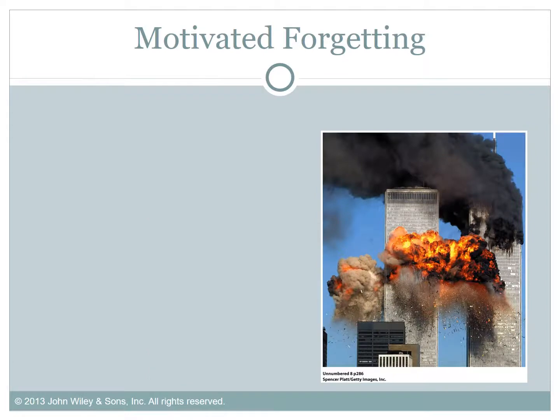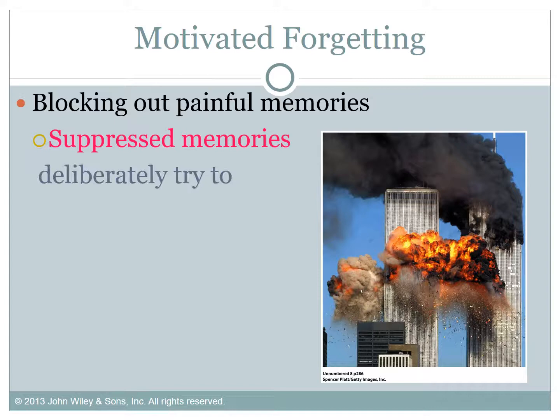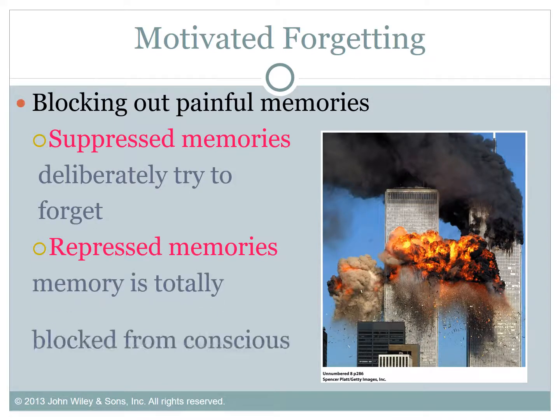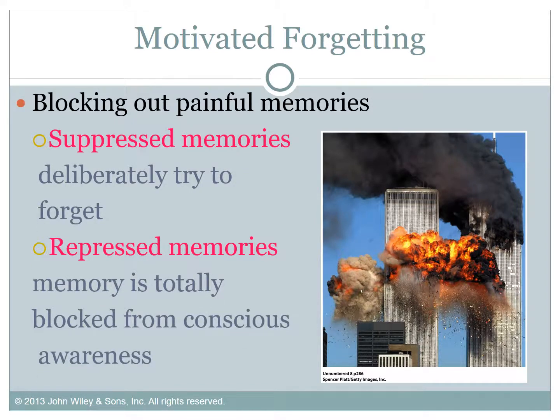Motivated forgetting is another way that we have retrieval failure for our memories. When we have retrieval failure, we are motivated to forget information. With suppressed memories, we deliberately try to forget information that is traumatic or painful. And this is the memory system that we use now, this suppressed memory theory. We deliberately attempt to forget it and sort of scab over it in order to protect ourselves from that unpleasant memory.